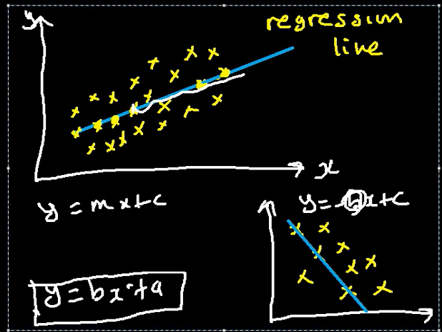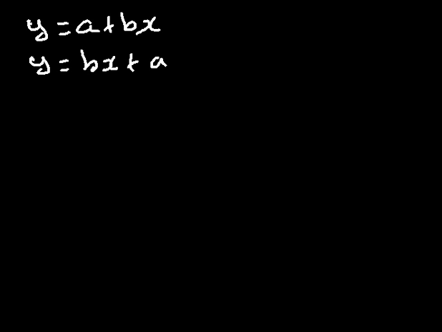So keep in mind that the general form of the equation of the regression line is y equals a plus bx, or y equals bx plus a. How can you obtain the value of b? The value of b is given as the correlation coefficient times sy, divided by the standard deviation for x values.